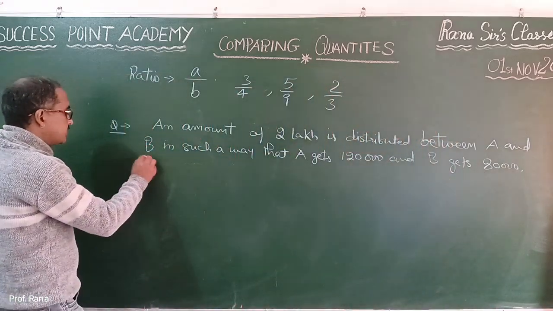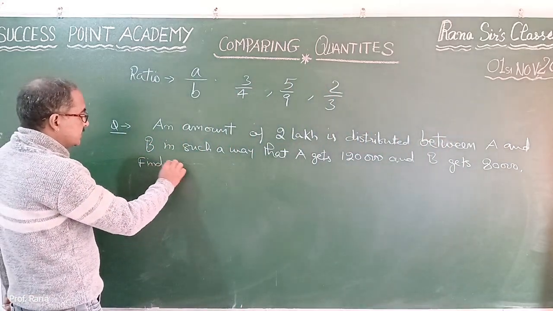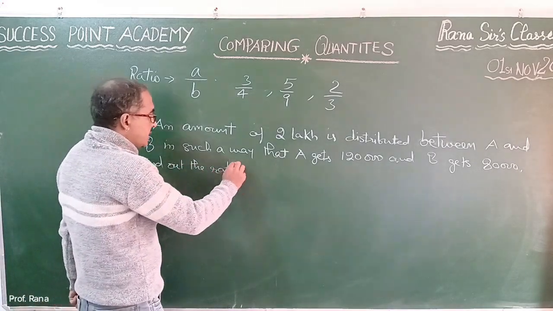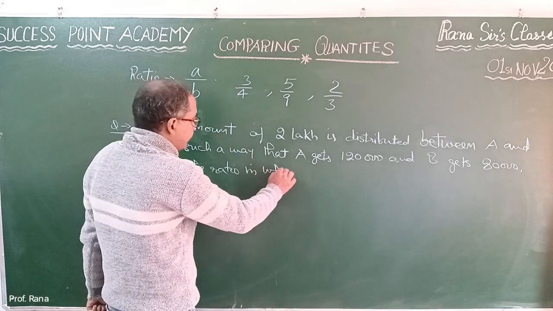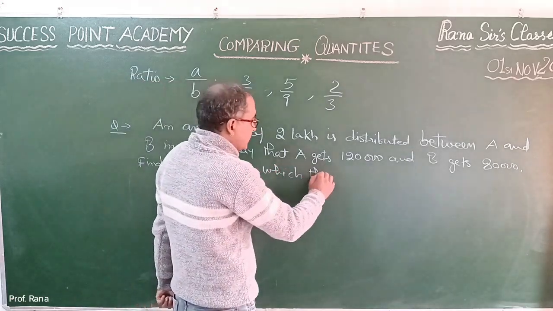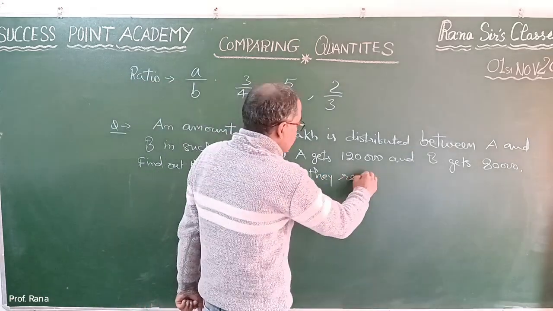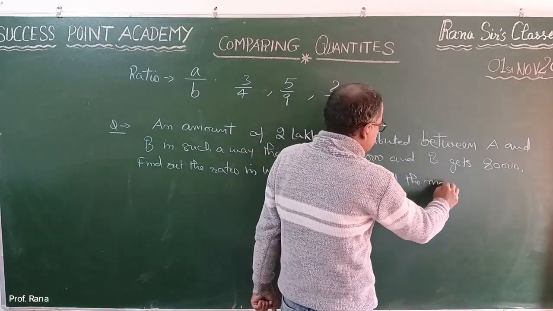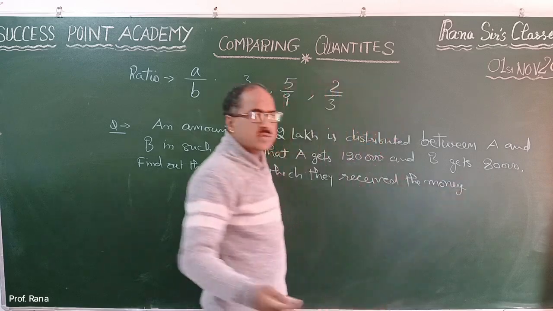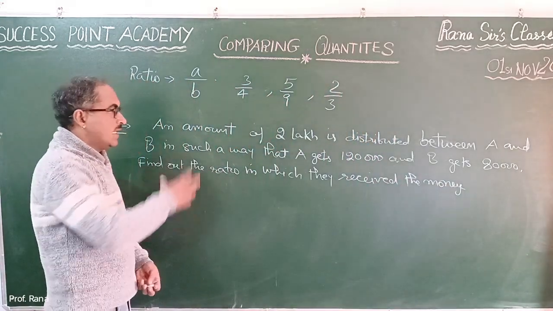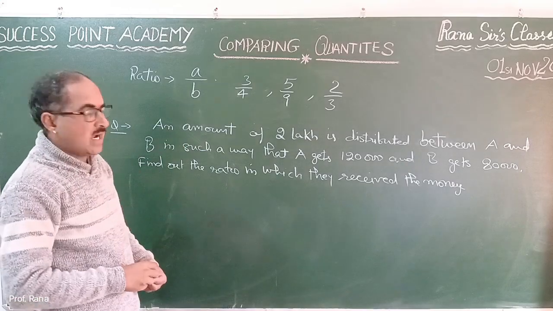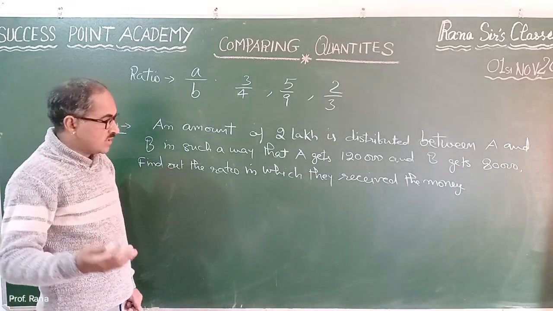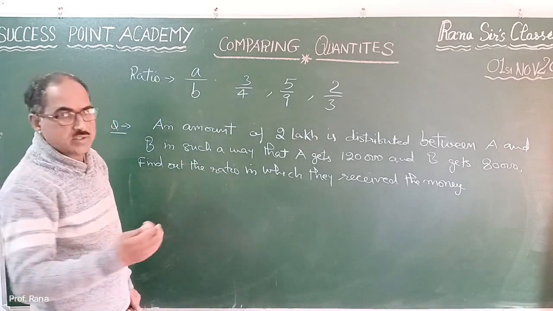Find out the ratio in which they received the money. So it is just an example. I am explaining this concept, how you have to get your answer in the form of a ratio.